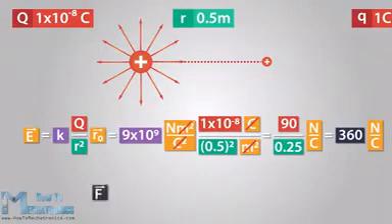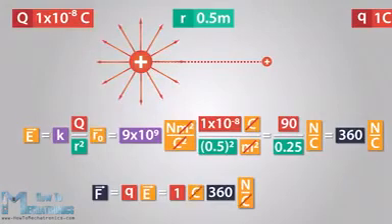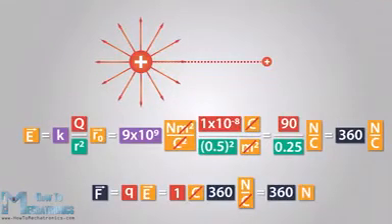The force exerted on the test charge is going to be equal to the test charge multiplied by the magnitude of the electric field, which is 1 coulomb multiplied by 360 newtons per coulomb. Here the coulombs cancel out, and the force exerted on that 1 coulomb of charge is going to be 360 newtons. Here we can notice that both the point charge and the test charge are positive, so the force will be repulsive, meaning that the direction of the force will be outwards.